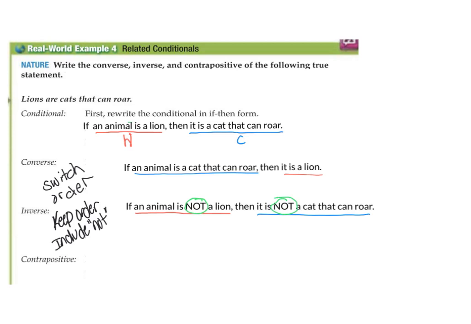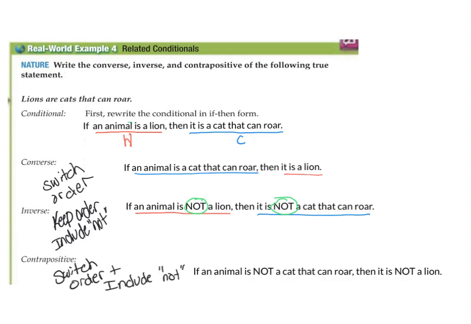So for the last one, contrapositive, like I said, it's a combination of the converse and the inverse, meaning we will switch the order and include nots. So now my statement will read, if an animal is not a cat that can roar, then it is not a lion. So notice how the conclusion and the hypothesis were switched from the original and the word nots were included.